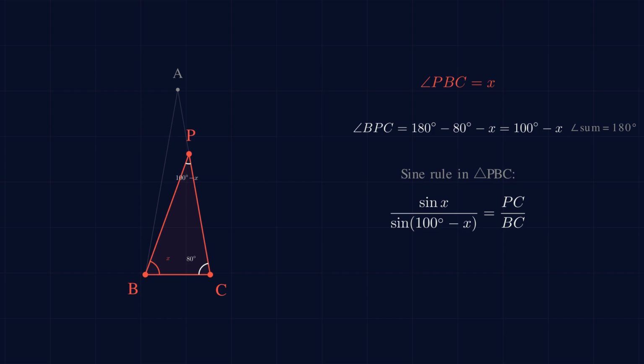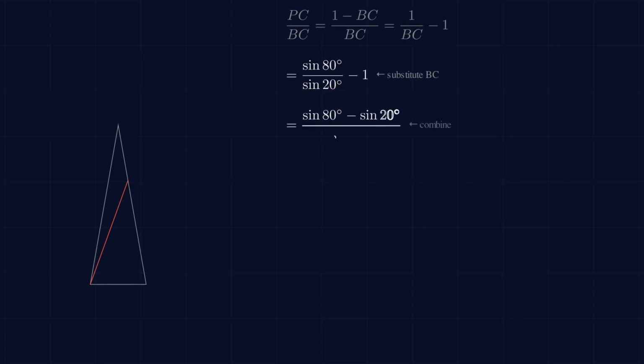And what is PC? Since P sits on AC, PC equals the full length minus AP. And since AP equals BC, PC is simply 1 minus BC. So we need PC over BC. Watch the algebra unfold. We substitute our expression for BC, and the fraction simplifies to sine 80 minus sine 20, all over sine 20. Now here's where a beautiful identity kicks in.